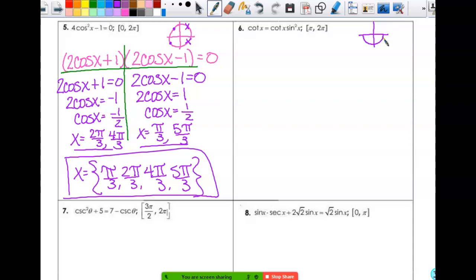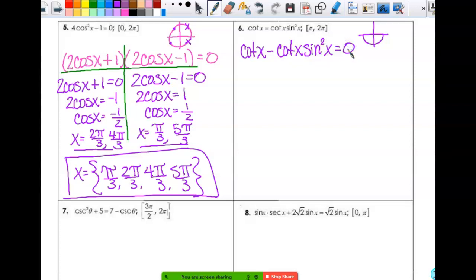I'm going to need to factor, so I'm going to need to set it equal to 0. We can move everything to the left or everything to the right. It really doesn't matter. What would you choose? To the left? Okay. That's what I would choose, but that's just what was drilled in my brain. So cotangent x minus cotangent x times sine squared x equals 0.